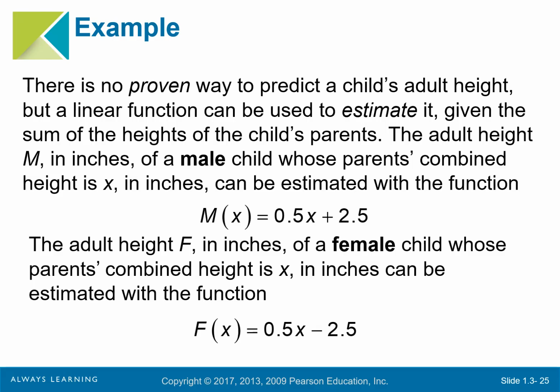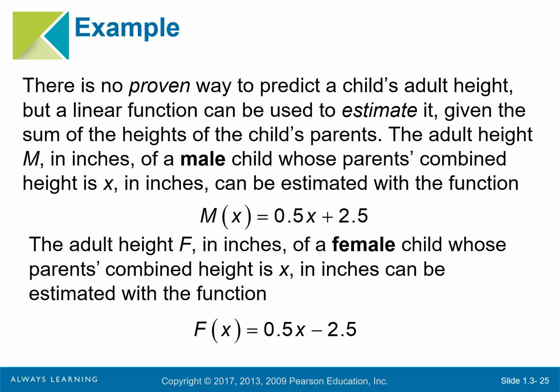So now we move on to this next example, again, an application of a function. There is no proven way to predict a child's adult height, but a linear function could be used to estimate it, given the sum of the heights of the child's parents. The adult height m in inches of a male child whose parents' combined height is x in inches can be estimated with this function, and it's given there in m. An adult height f in inches of a female child whose parents' combined height is x can be estimated with this function.